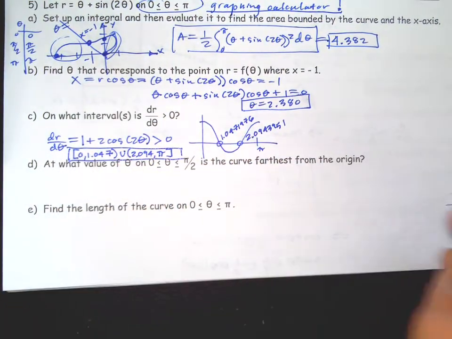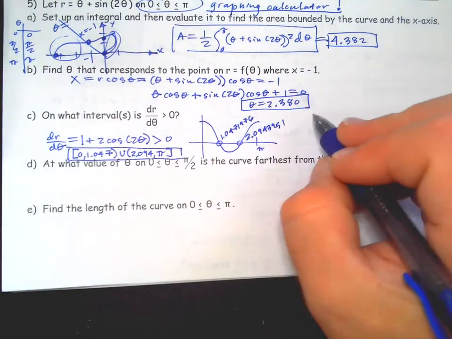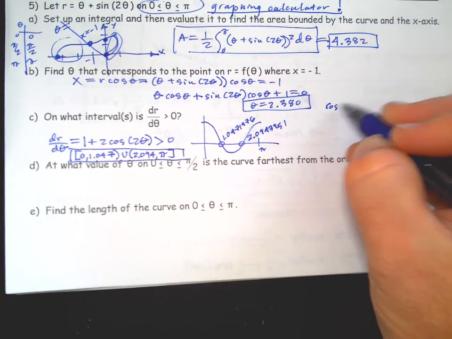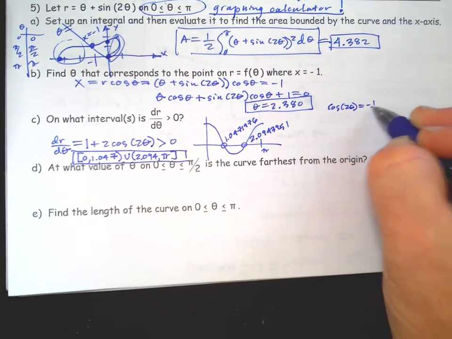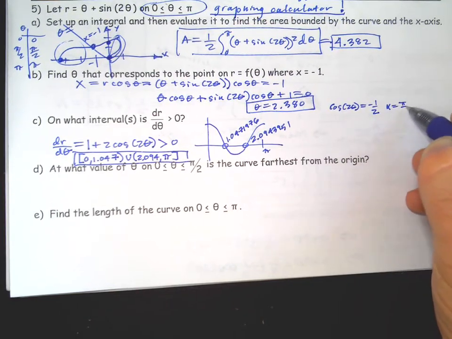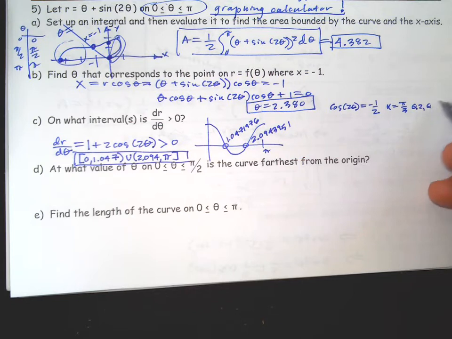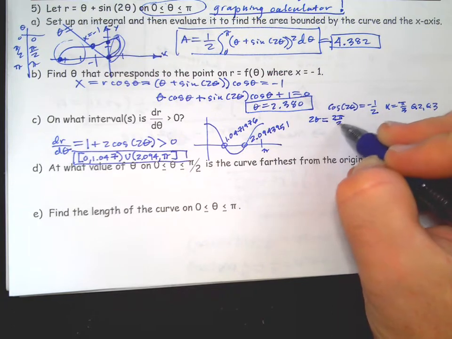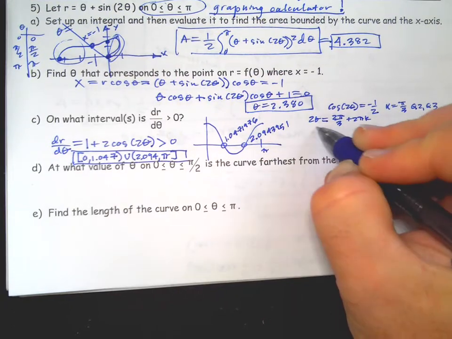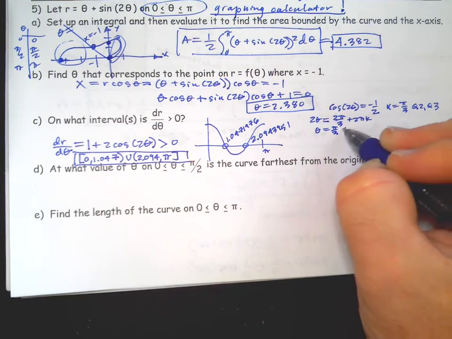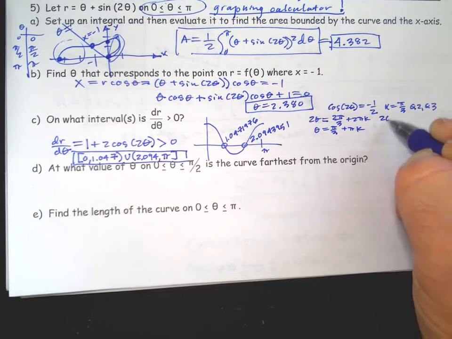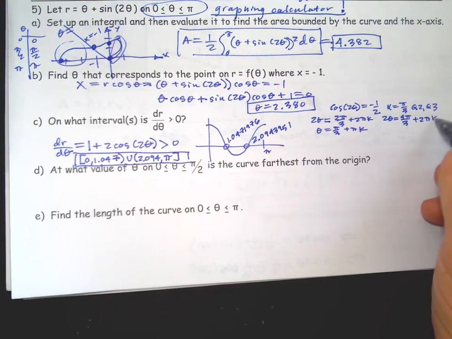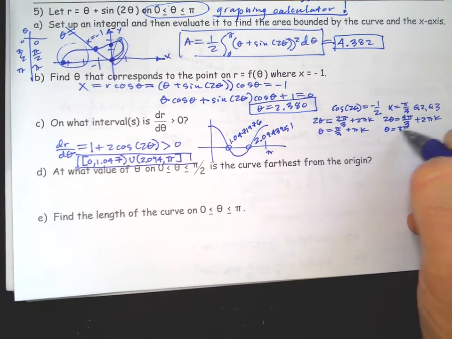If you do it by hand, you would just solve that trig inequality. So you'd say, okay, well, let's set it equal to 0. Cosine 2 theta equals -1/2. Reference angle is pi over 3. Quadrants 2 and 3. 2 theta equals 2 pi over 3 plus 2 pi k. Theta equals pi over 3 plus pi k. 2 theta equals 4 pi over 3 plus 2 pi k. Theta equals 2 pi over 3 plus pi k.